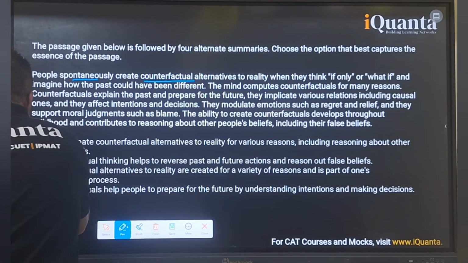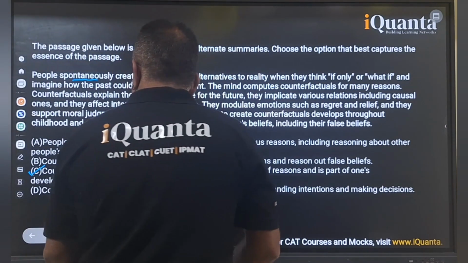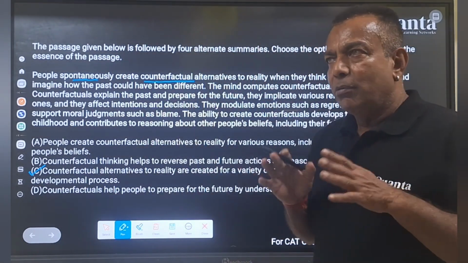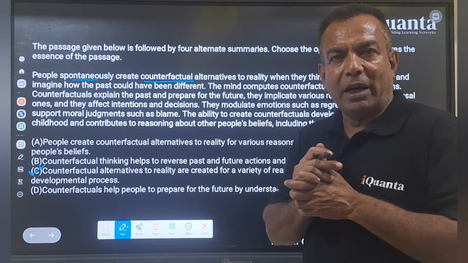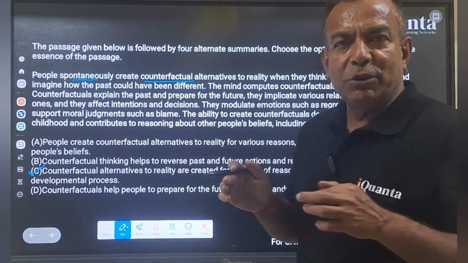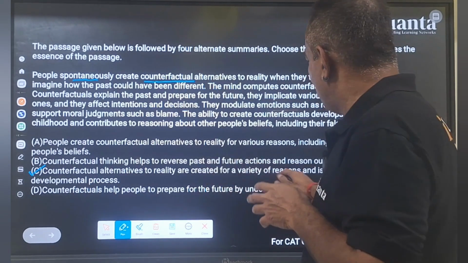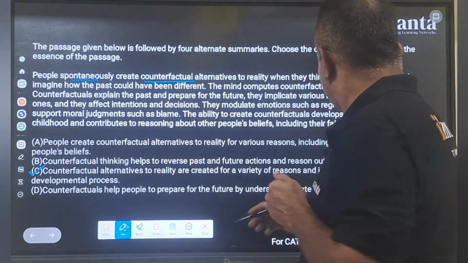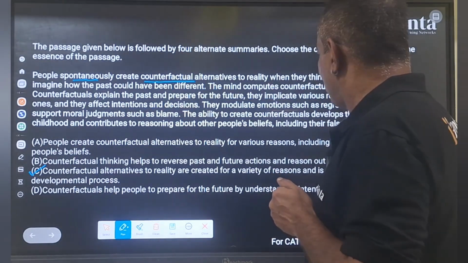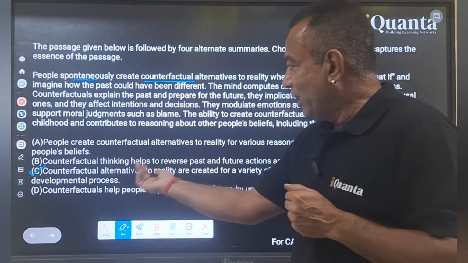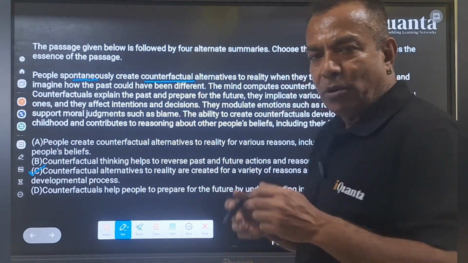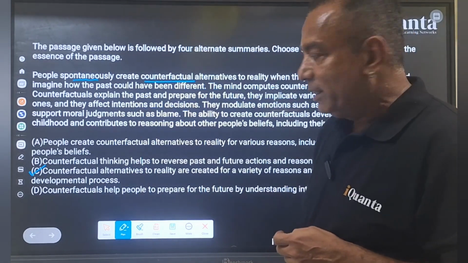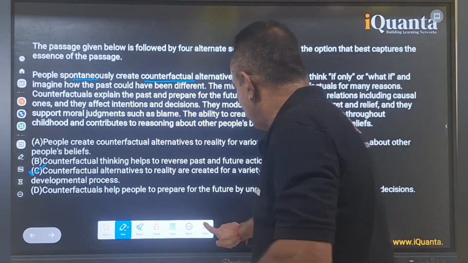The best answer would be C. C explains the overall crux of this thing. It gives you a bird's eye view. It talks about variety of reasons that could create this counterfactual alternatives, and also it's talking about the childhood, the developmental process, which obviously involves childhood. So C is the best answer here. Now let's move on.